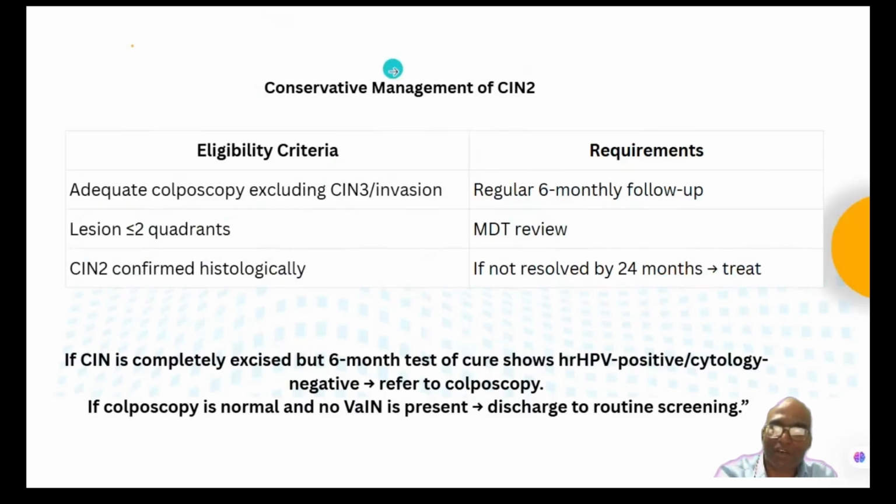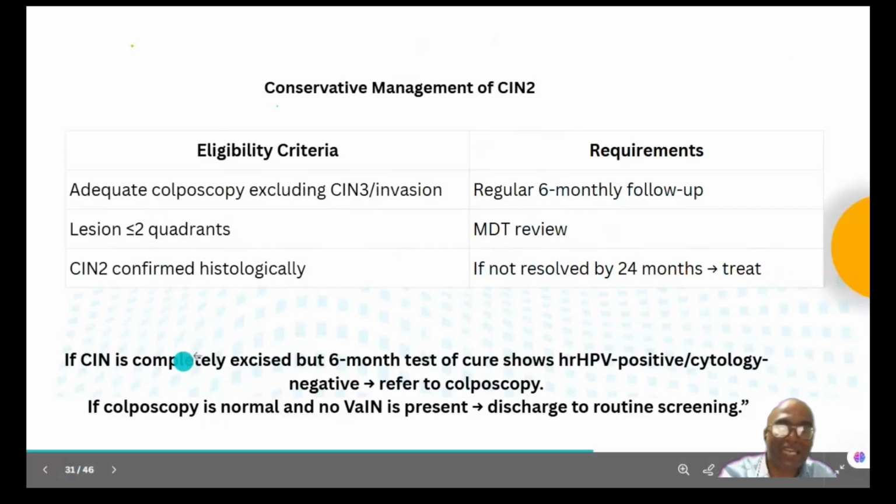So you have done a colposcopy and you find CIN2, and generally we prefer excision, CIN2, CIN3. But which patients can you give conservative management? You have done the colposcopy, which was adequate. There is no CIN3 or invasion. Patient is regularly coming for follow-up for 6 months. The lesion is less than 2 quadrants. The MDT review is discussed, and CIN2 is histopathologically confirmed. Those patients you can keep for follow-up for 24 months. But if it is not getting resolved, then you have to treat it.